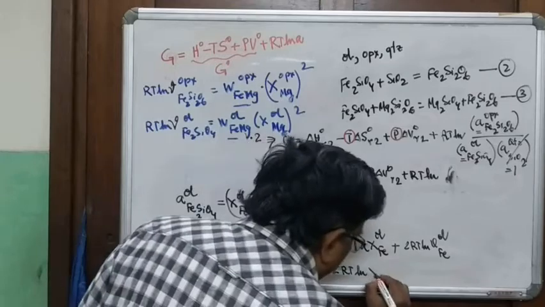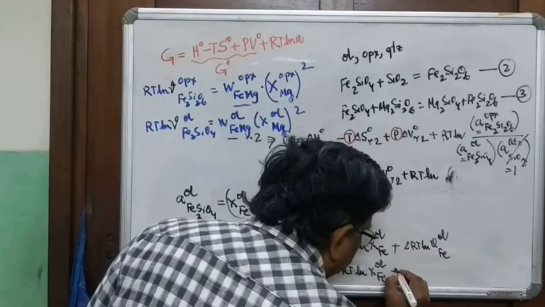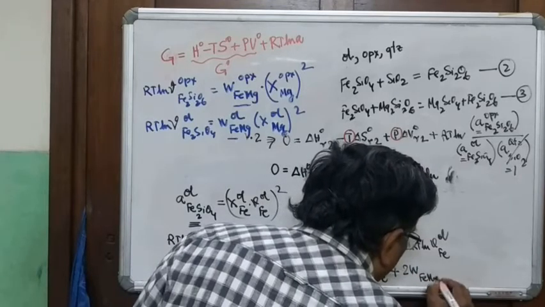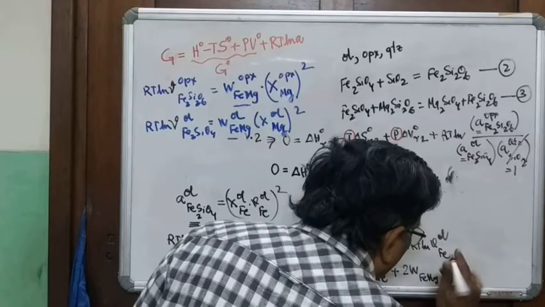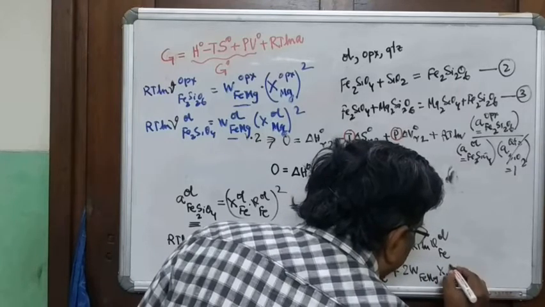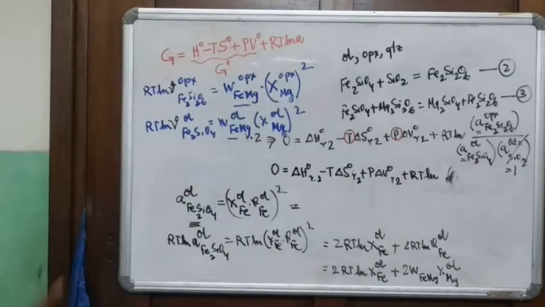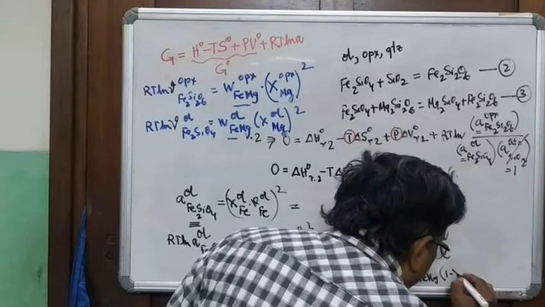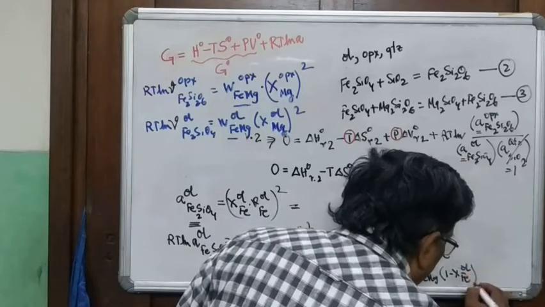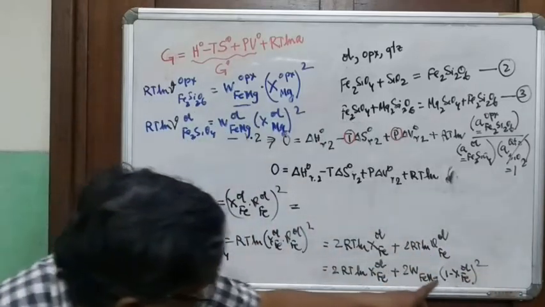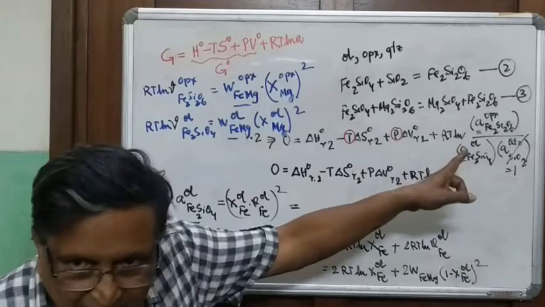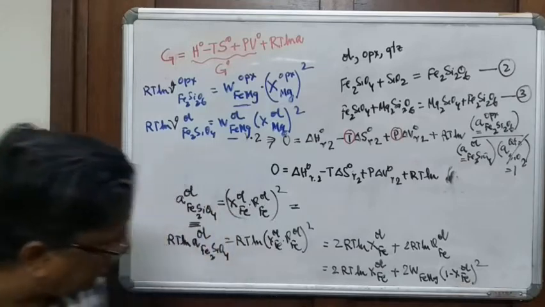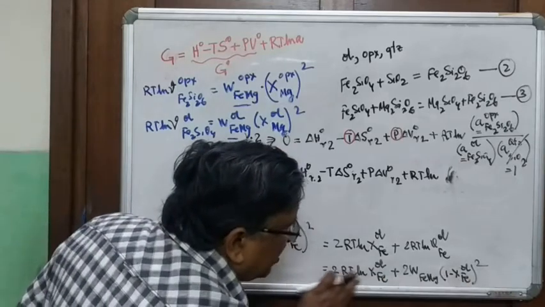And this can be written as 2RTLN XFe olivine plus 2 into WFeMg XMg olivine squared. Not XMg olivine, it is 1 minus XFe olivine, whole squared. You see, it should have been XMg olivine squared. XMg olivine is 1 minus XFe olivine. Why? Because I wanted to keep the consistency here.